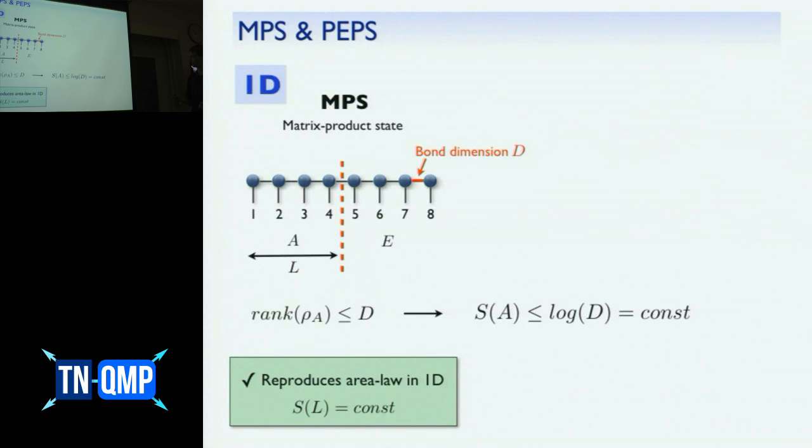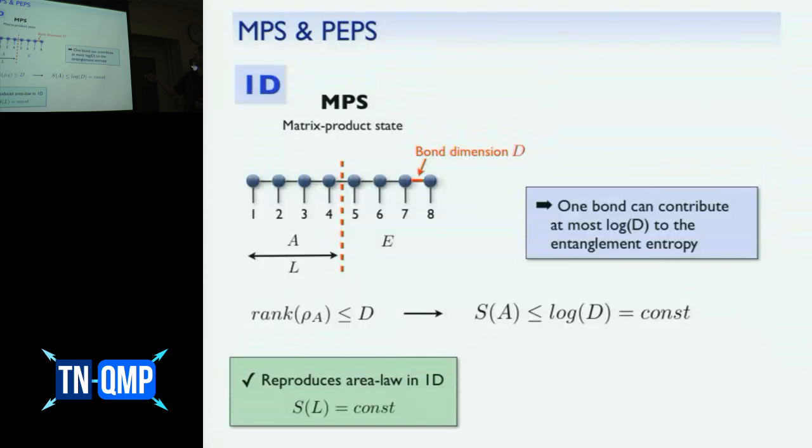Okay, so the message here to remember is that whenever you cut a bond here in your network, this bond can at most contribute log d to the entanglement entropy. Okay, so we'll come back to this in a minute.